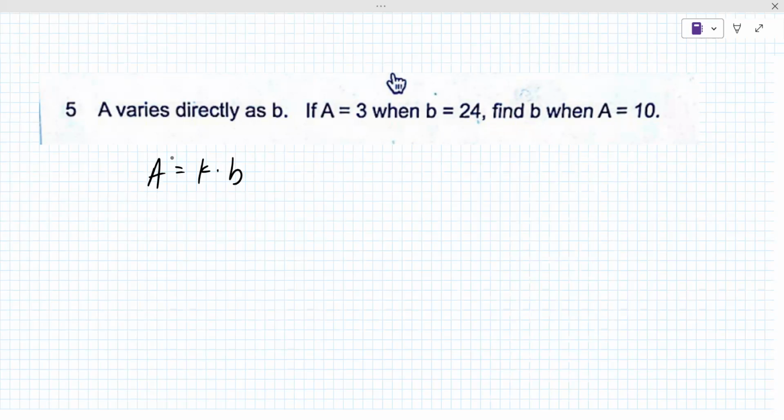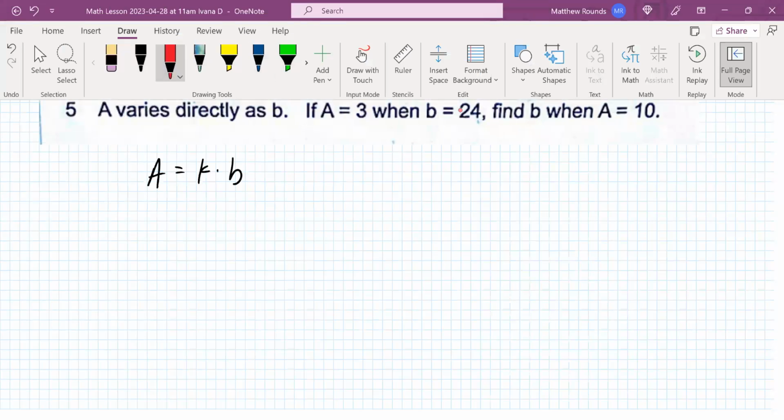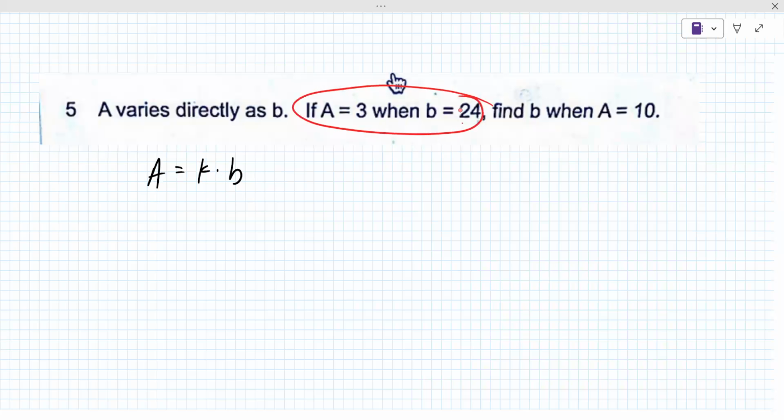Okay, so now they're always going to give you enough information to find K. So I'd like you to, again, use those values of A and B to find K.